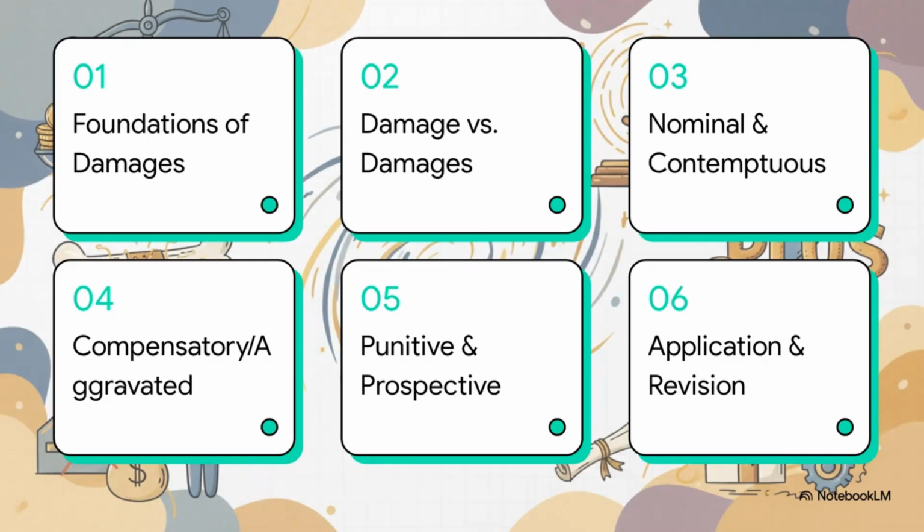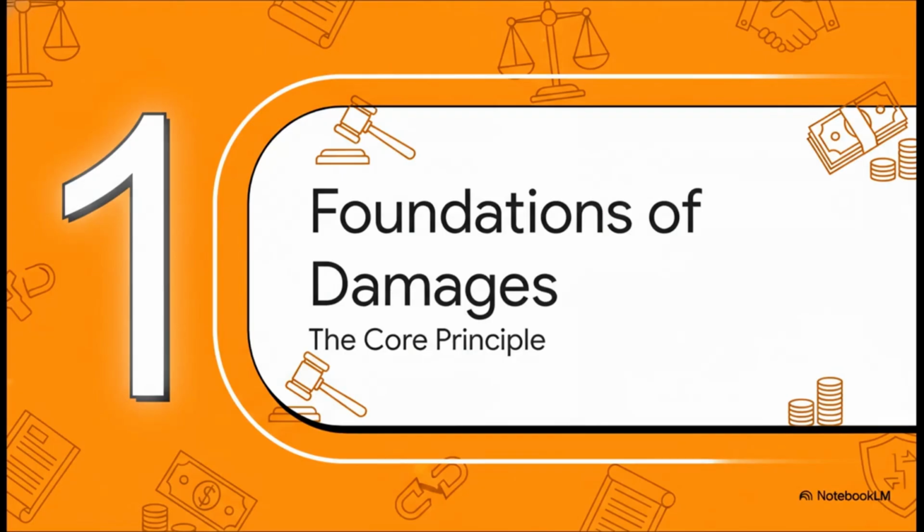Our examination of this topic will proceed through 6 distinct sections. We will begin with the foundations of tortious damages. Then, we will clarify the critical distinction between damage and damages. Following this, we will analyze nominal and contemptuous awards, compensatory and aggravated damages, and finally, punitive and prospective damages. We will conclude with a practical application and revision of these core concepts. Let us now turn to our first section, the foundations of tortious damages, where we will establish the core principles.